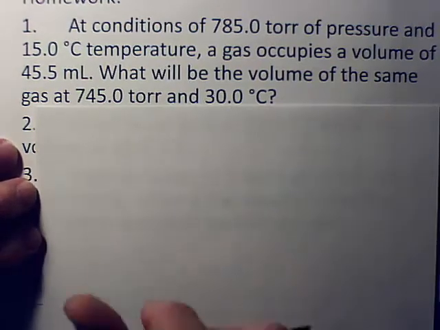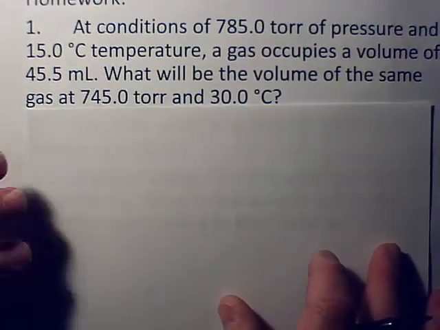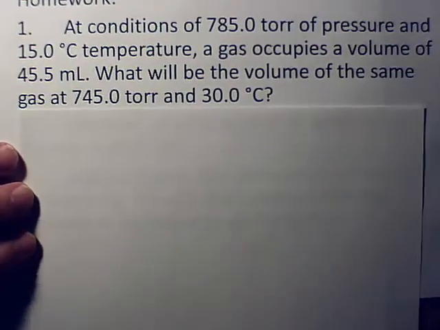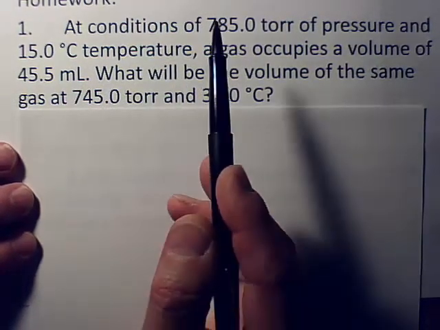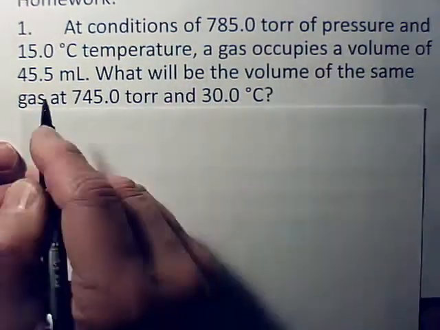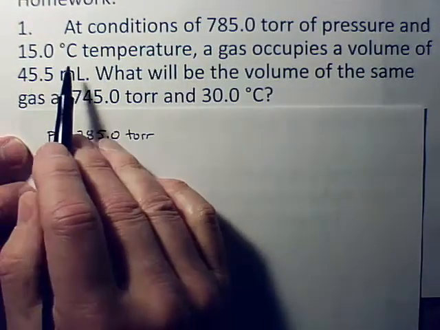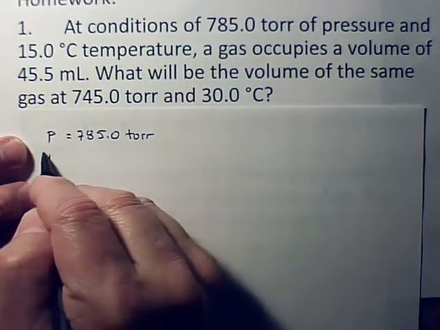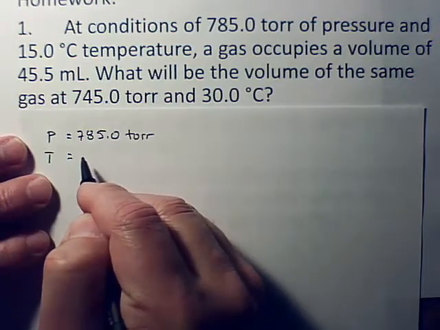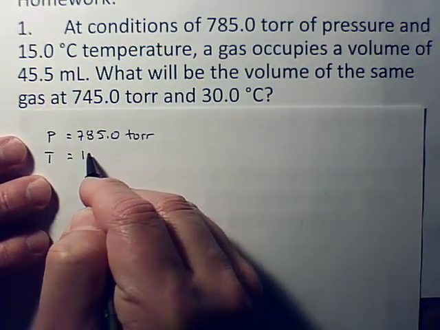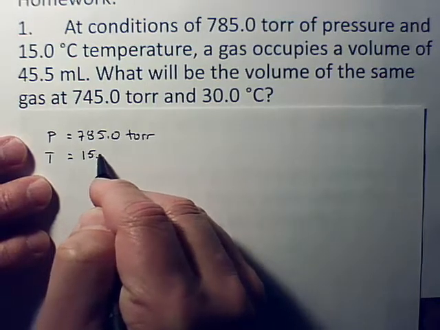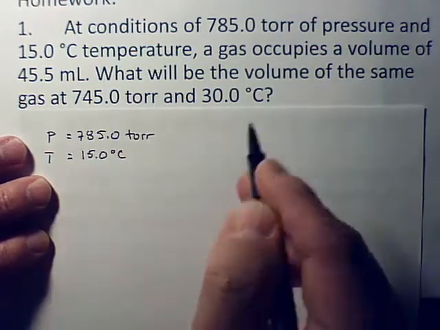So the first thing you want to do is make a list of the things you know and the unknown you're trying to find. So let's see, 785 torr, it says it's pressure, so we're going to list that as P. And then we got 15 degrees C temperature. Well, it says it's temperature, kind of helps you out there. We need to change that to Kelvin because you can't do gas law problems in degrees C.